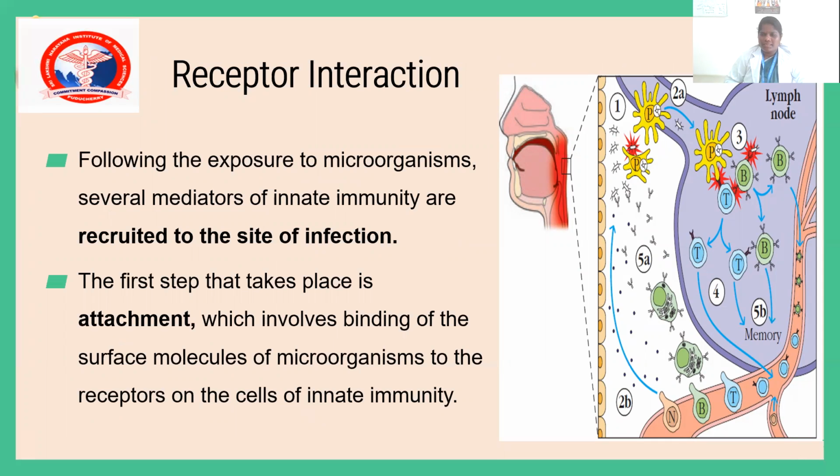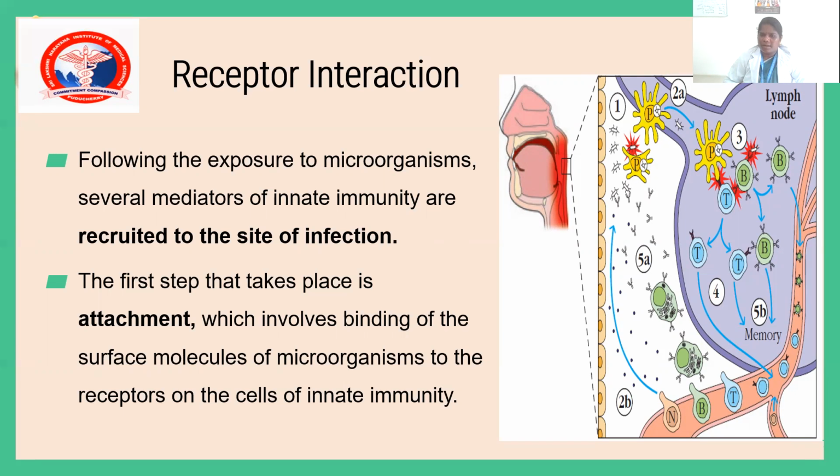So the microorganism has that microbe-associated molecular pattern that will be recognized by the toll-like receptor. This can be present in macrophages and dendritic cells. Once it is recognized, it attaches to these pattern recognizing cells, and once attached, it is engulfed.